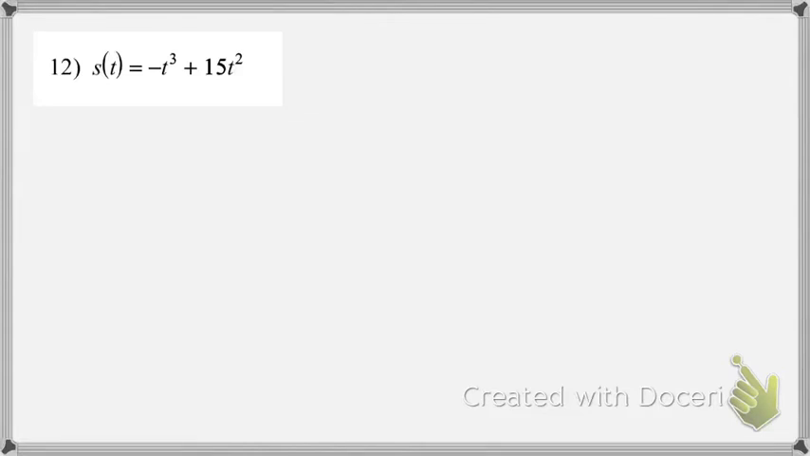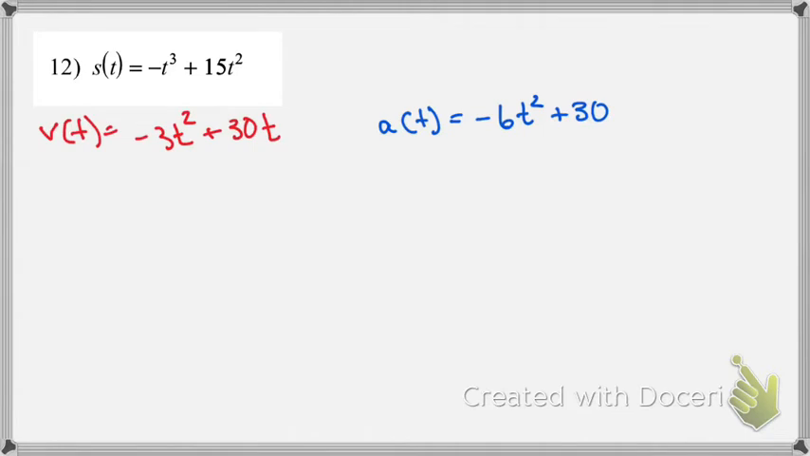Okay, number 12. Speeding up is when velocity and acceleration have the same sign. Slowing down is when velocity and acceleration have different signs. So you have to do two sign charts, one for velocity, one for acceleration.